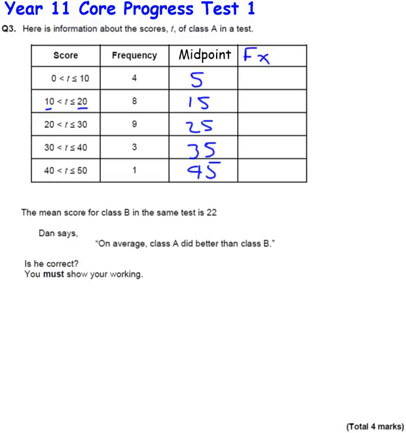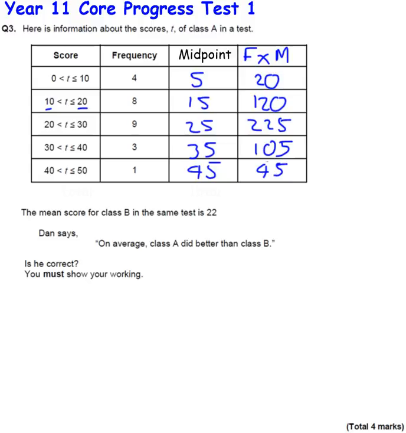Now that we've found the midpoints, we now need to do the frequency times the midpoint. So that's 4 multiplied by 5, which is 20. 8 multiplied by 15, which is 120. 9 multiplied by 25, which is 225. 3 multiplied by 35 is 105. And 1 multiplied by 45 is 45.